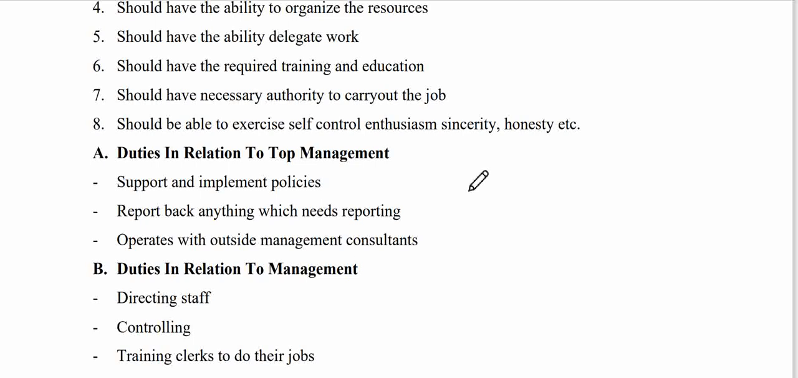All right. So, duties in relation to top management: support and implement policies, report back anything which needs reporting, operate with outside management consultants. So if they are within the organization and they are stakeholders, these people need to be coordinating, right? So everything can be moving smoothly and perfectly.